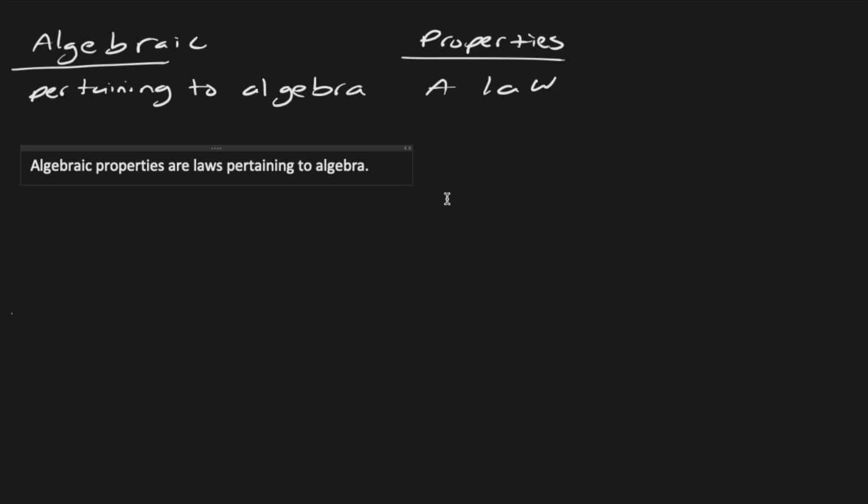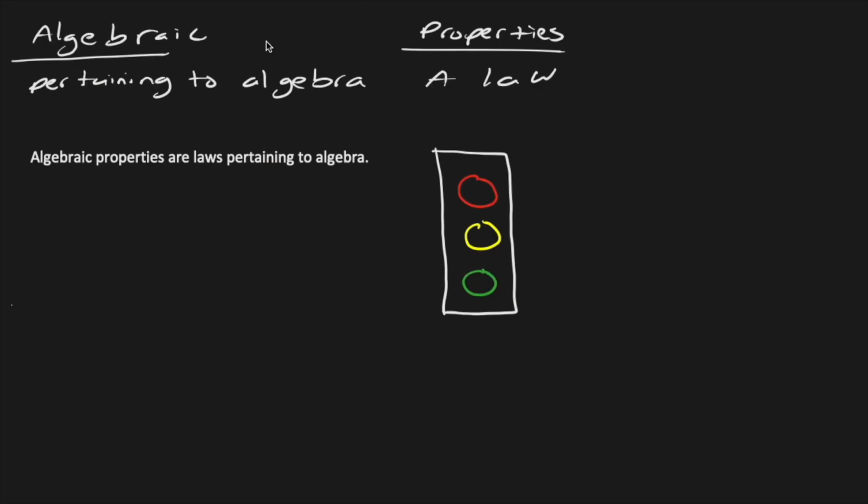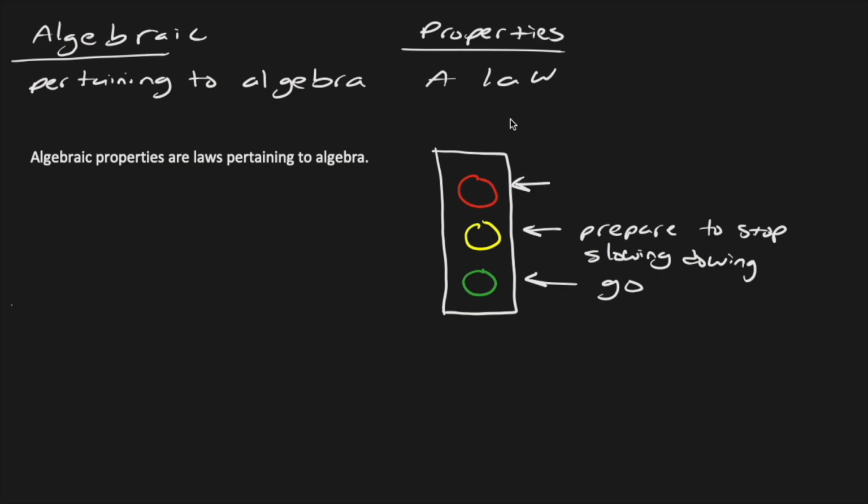Well, it does, and it helps everyone follow certain codes or standards. For example, to simplify this, think about a traffic light. You have your red light, your yellow, and then your green. There's a law that says when you see a green light, you can go. When you see a yellow, prepare to stop or start slowing down. And if you see a red, you need to stop at the white line.